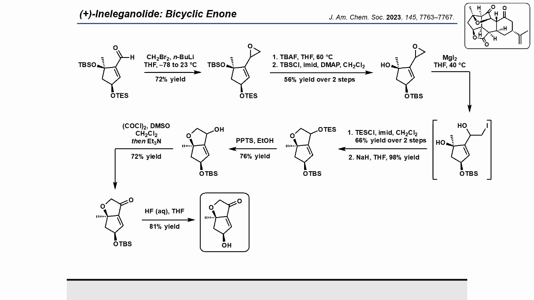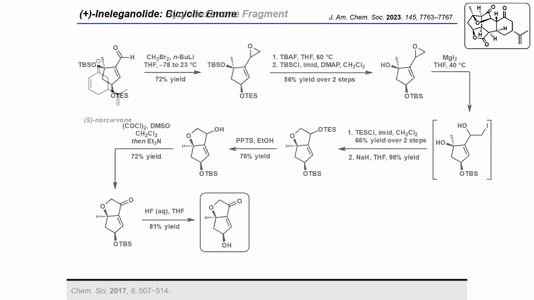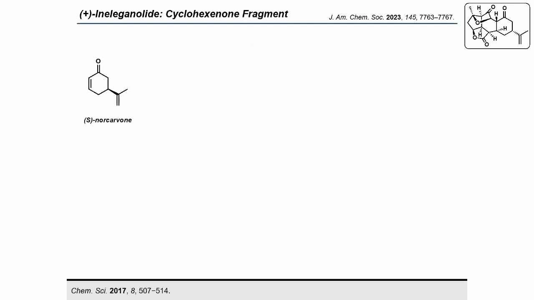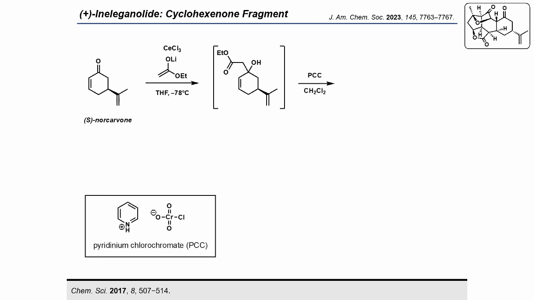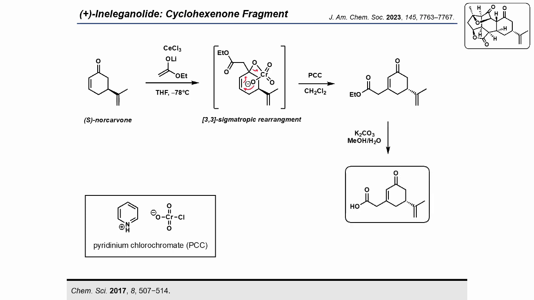To synthesize our cyclohexanone fragment, we can start out with an enantio-enriched S-norcarvone. We can perform a 1,2-addition of a lithium enolate using cerium trichloride as Lewis acid to give rise to our intermediate allylic alcohol. Upon treatment with pyridinium chlorochromate, we can perform a Babler-Dauben oxidation. Hereby, the intermediate chromate ester undergoes a 3,3-sigmatropic rearrangement to give rise to the corresponding enone. Upon saponification with potassium carbonate in methanol and water, we can display our carboxylic acid.